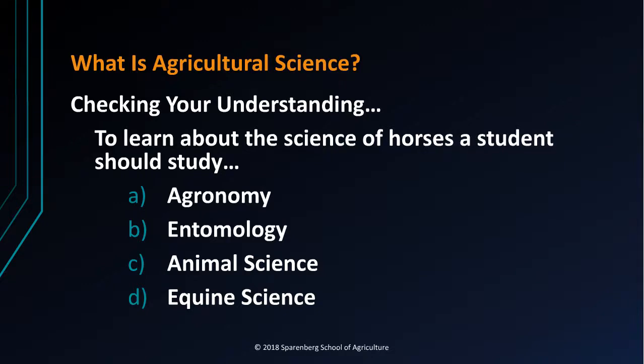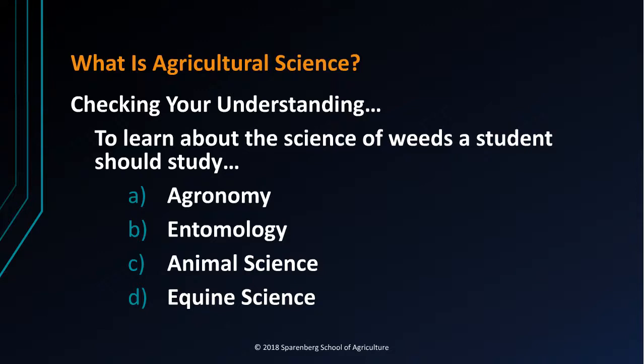Multiple choice. To learn about the science of horses, a student should study A, agronomy, B, entomology, C, animal science, or D, equine science? The correct answer is D. Equine science includes the study of horse, donkey, and zebra. Equine science is a branch of animal science. Animal science is a life science.